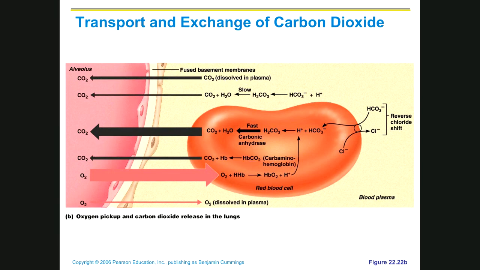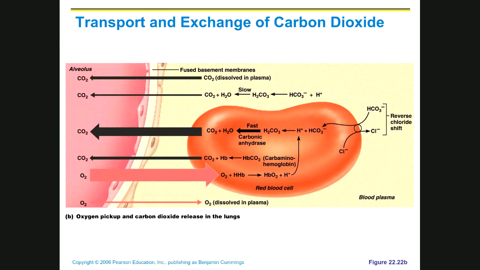But our bicarbonate is out here in the plasma. So before it can become carbon dioxide and leave, it has to go back into the red blood cell, hook back up with the hydrogen to form carbonic acid. And then in the presence of this enzyme, carbonic anhydrase, that's going to break apart into carbon dioxide and water. And then the carbon dioxide will leave. Make sense?